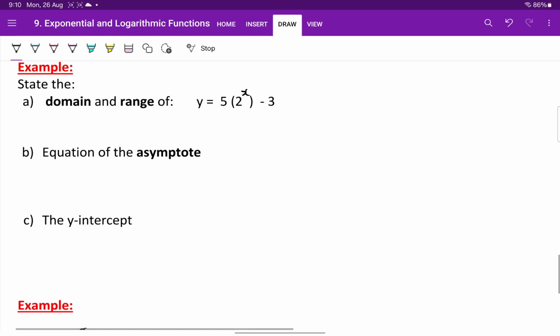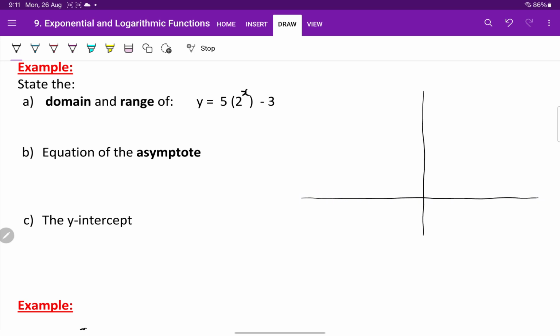Right, state the domain and range. What's the equation of the asymptote and the y-intercept? Notice there's no graph. It doesn't ask you to graph. Some of you will be able to look at this and know straight away. I'm just going to do a quick sketch so I know what I'm thinking about here. There's not a lot of accuracy here, just a conceptual sketch.